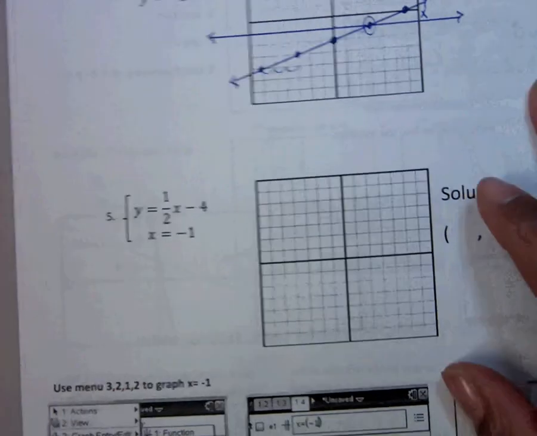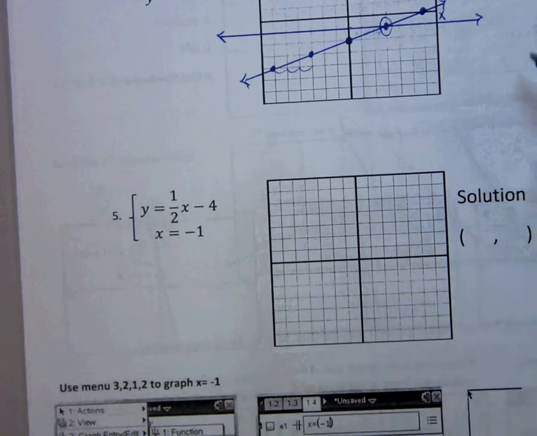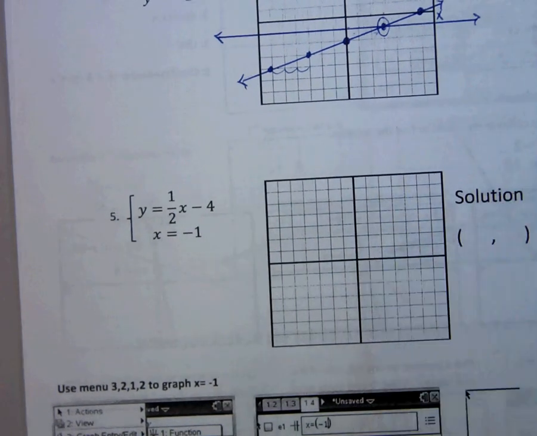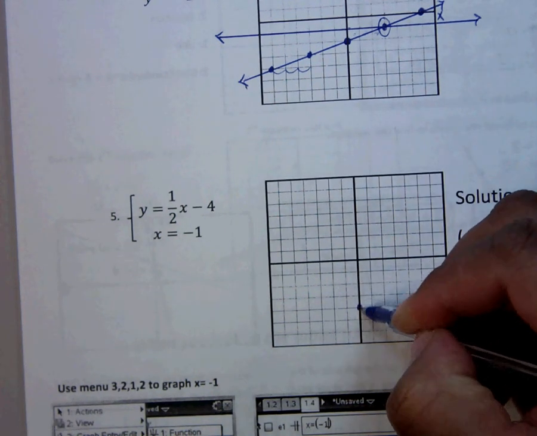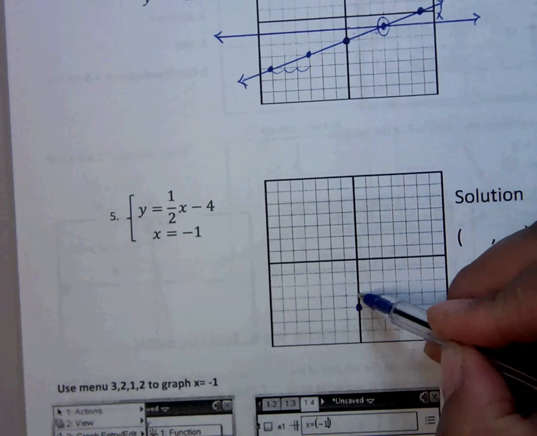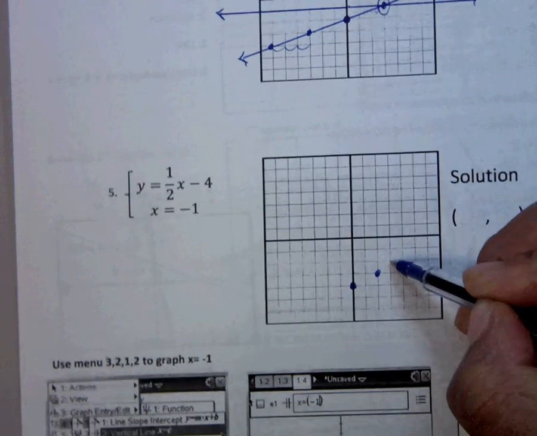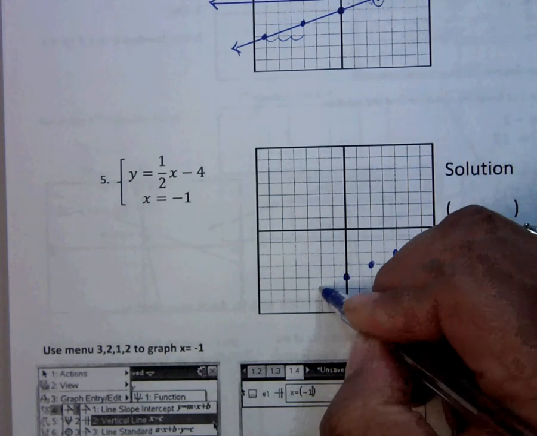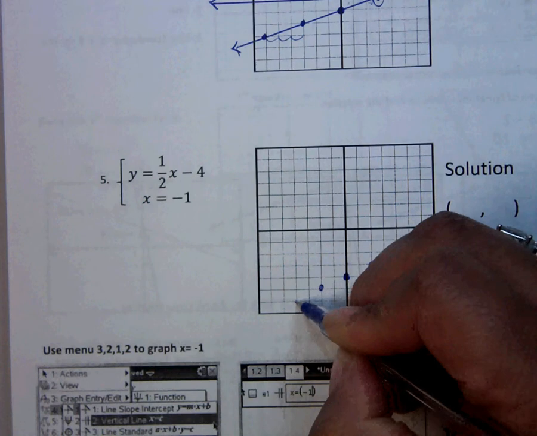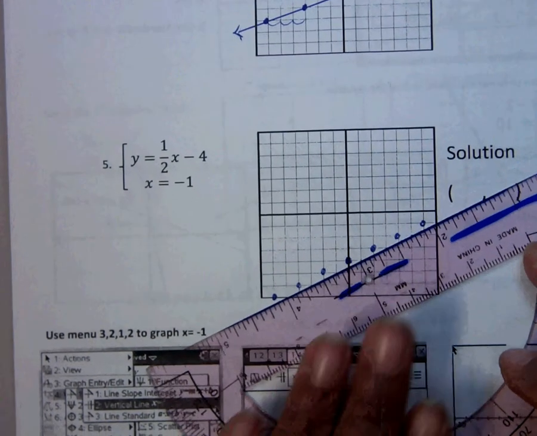Number 5. Let's graph 1/2 x minus 4. Let's go to -4 on the y-axis, 1, 2, 3, 4. Let's go up 1 and to the right 2. Up 1 to the right 2. Do the opposite. Connect with a straight edge.